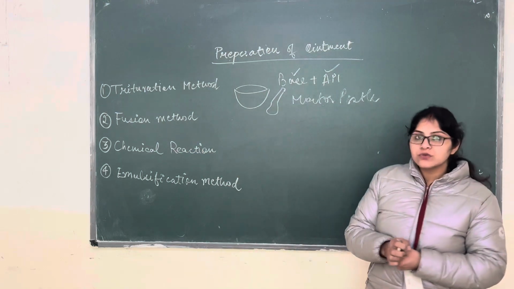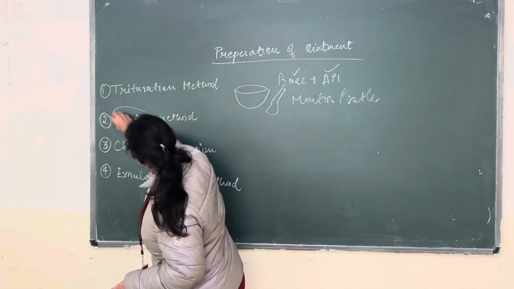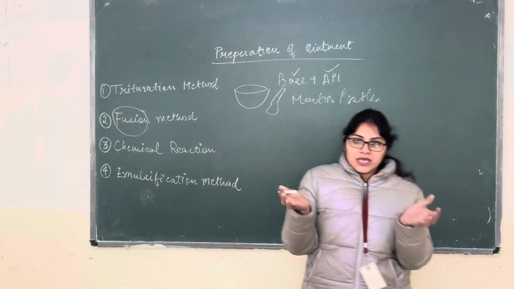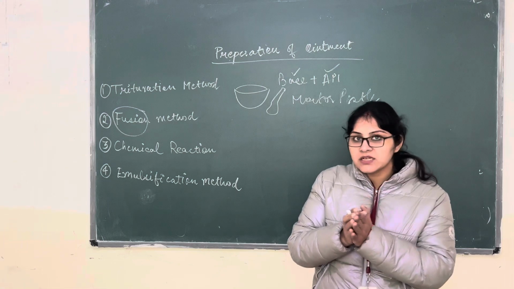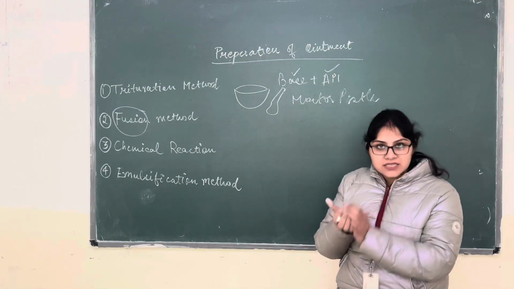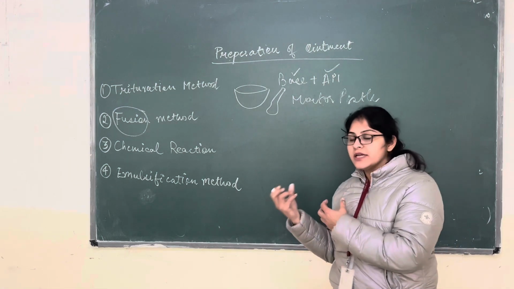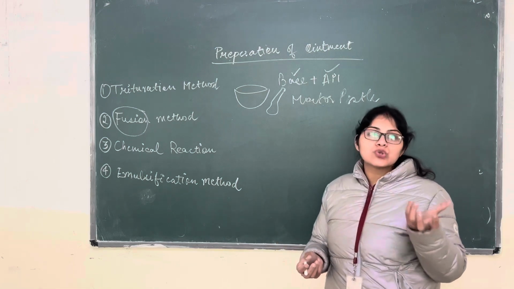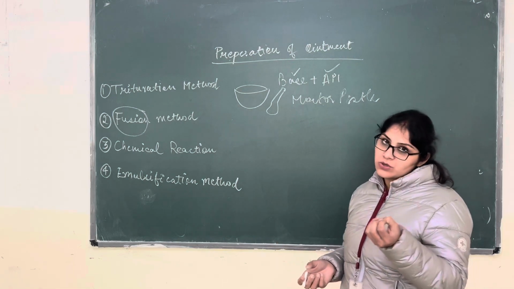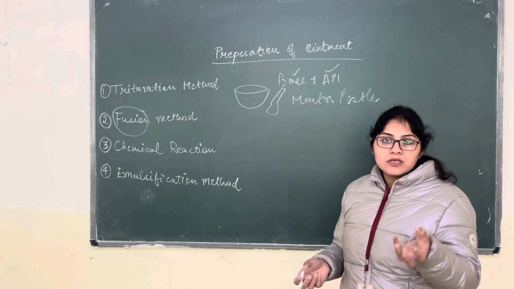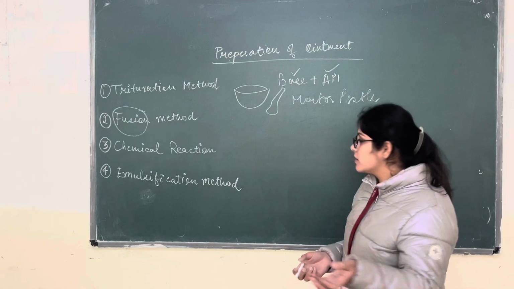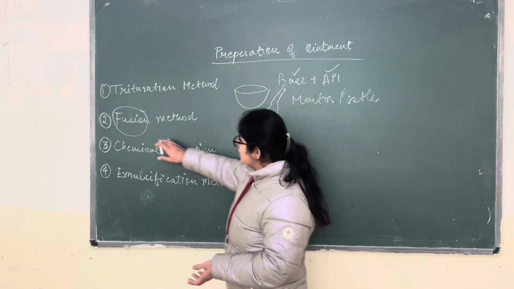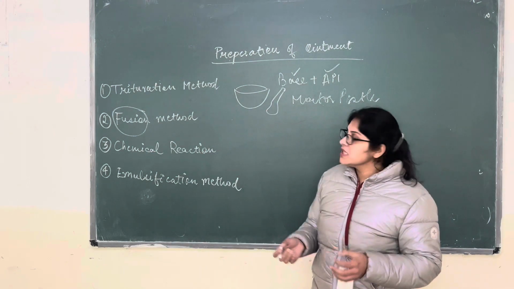In the fusion method, as the name indicates, fusion means we fuse two or more ingredients in the ointment. We take the base, the drug and other ingredients. We can also use two or more than two bases, and two or more drugs, for the treatment action of the drug. So we fuse the different ingredients in the fusion method.